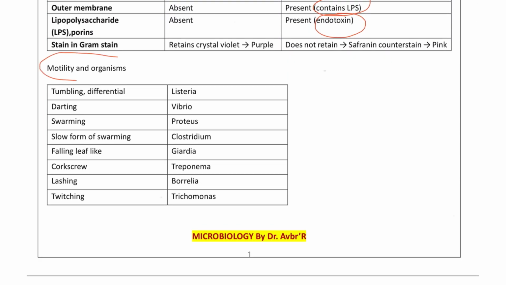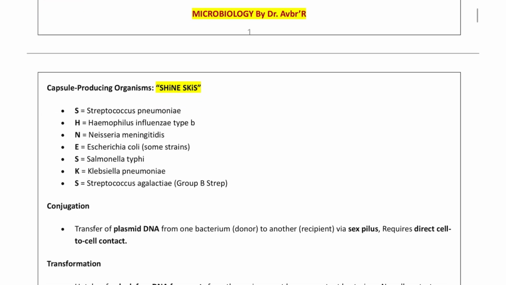And next, motility and the organisms. Tumbling is seen in Listeria, darting in Vibrio cholerae, swarming in Proteus, and slow swarming in Clostridium, falling leaf like in Giardia, corkscrew in Treponema, lashing in Borrelia, and twitching in Trichomonas.